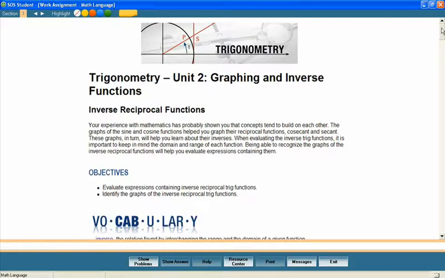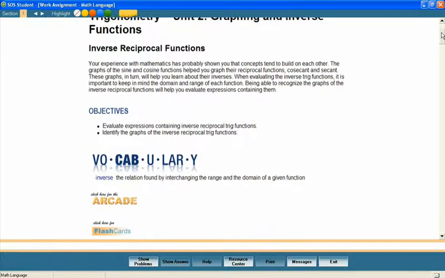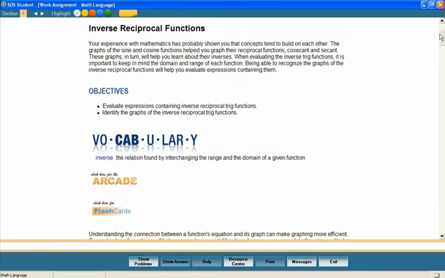Most lessons begin with a brief introduction and a list of goals or objectives for the lesson. These objectives help students stay focused on important lesson content and provide parents with an effective way to measure mastery of lesson content. The objectives for this lesson are evaluate expressions containing inverse reciprocal trig functions and identify the graphs of the inverse reciprocal trig functions.